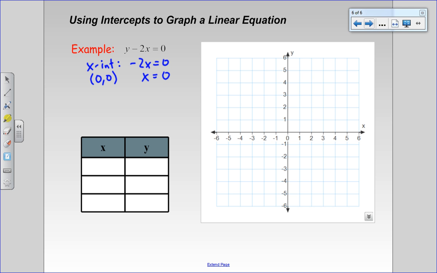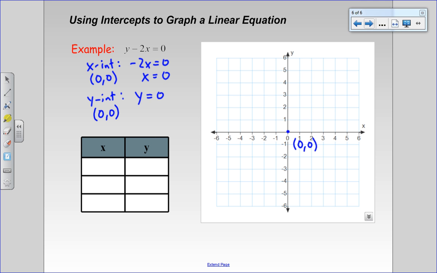Now if we were to go back and find the y-intercept, by letting x equal 0 in the equation, the negative 2x term would cancel out and we'd be left with y equals 0. So we see that both the x and y-intercept are that same point, 0, 0. This makes sense when we think about the coordinates 0, 0. That point is actually the origin, which is the only point that falls on both the x-axis and the y-axis. So it must be both the x and y-intercept of the line.